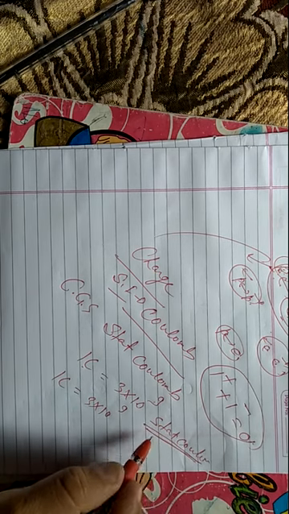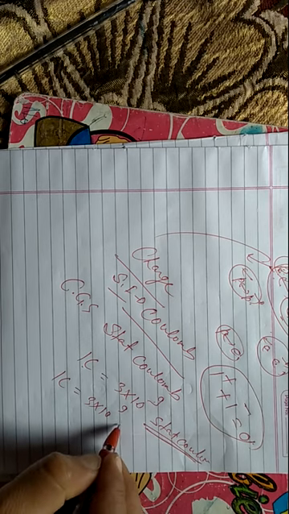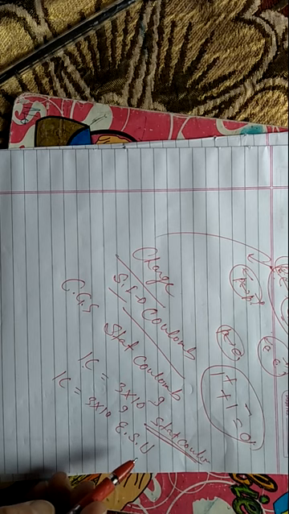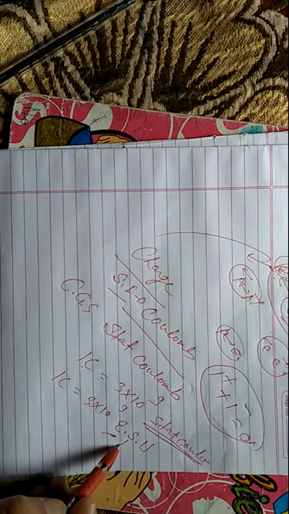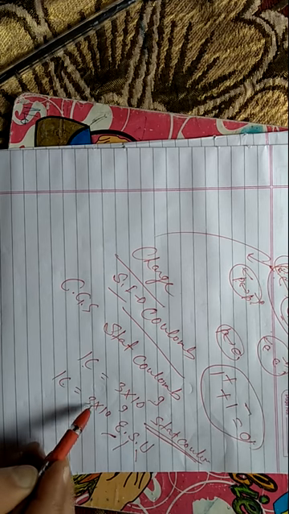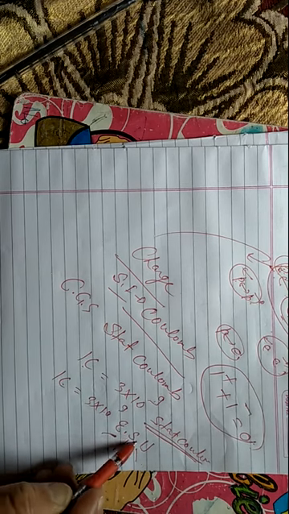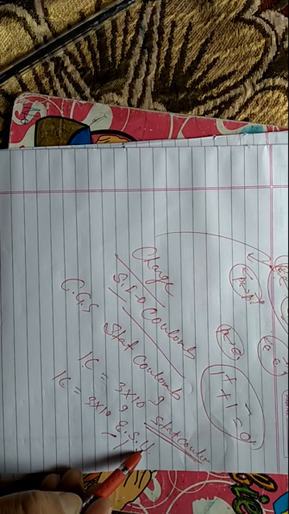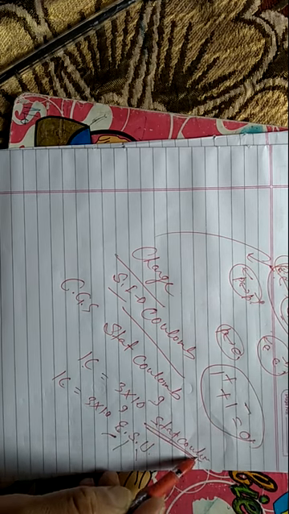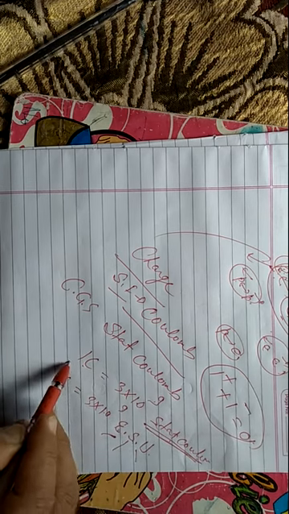Stat coulomb also has another name, and that is ESU. How is it abbreviated? Electrostatic unit. You write in the copy: 1 coulomb is equal to 3 into 10 to the power 9 ESU, meaning electrostatic unit, and you can write either ESU or stat coulomb. So 1 coulomb is like that.